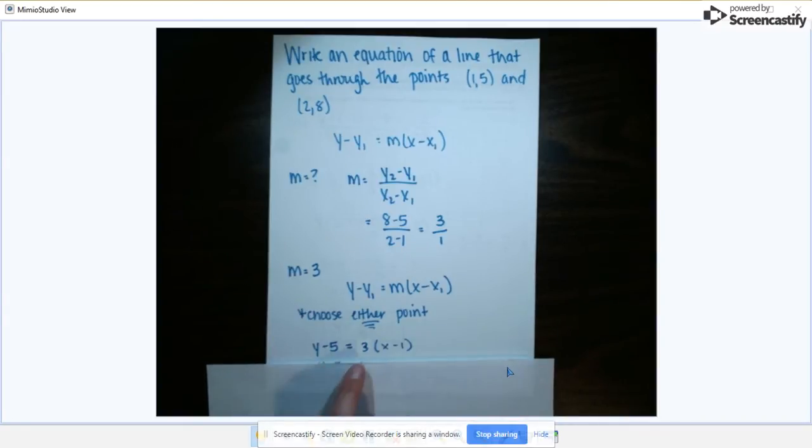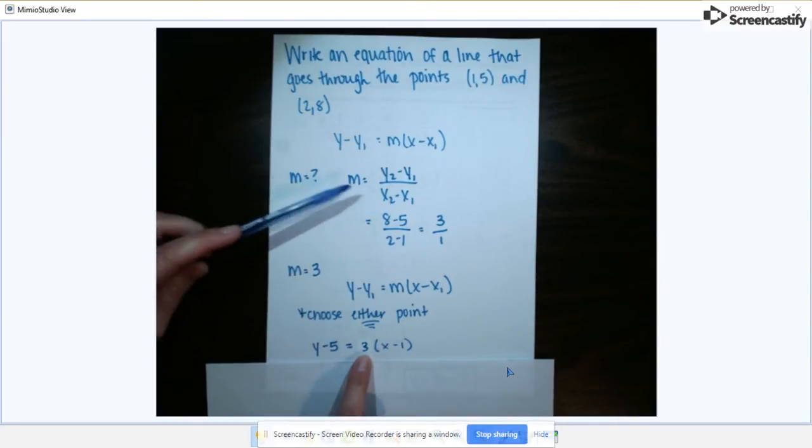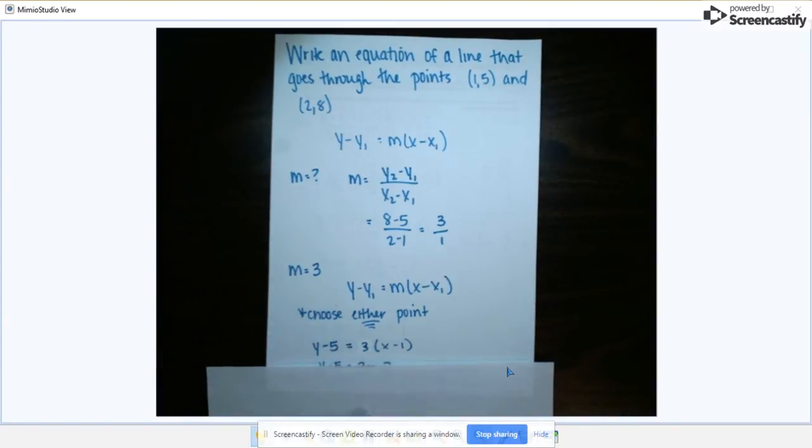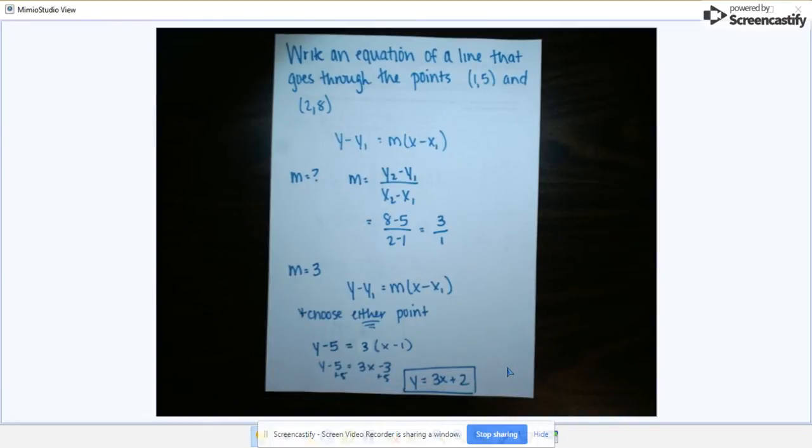Okay, so y minus 5 equals 3 times x minus 1. Remember, 3 is what we found when we used our slope formula. And now we're going to distribute 3x minus 3 and then add 5 to both sides. Our equation of this line would be y equals 3x plus 2.